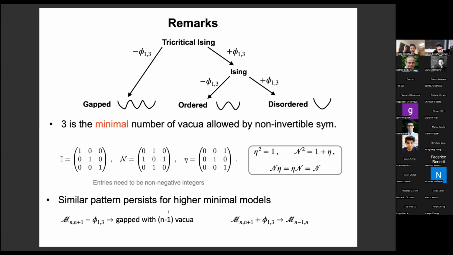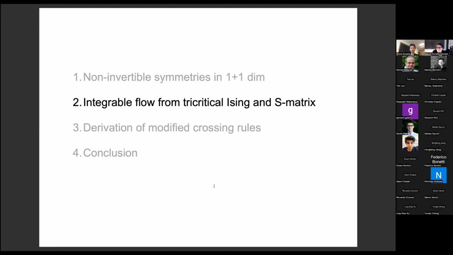And you can also go higher up in the minimal model indices, and this pattern actually persists. What I mean by that is that if you start from the nth minimal model and perturb it by phi 1,3 with a positive sign, you get the next minimal model, n minus 1 comma n. Whereas if you perturb it by the negative sign, you flow to the gapped phase with n minus 1 vacua. Okay, any questions so far? So now let's continue. Let me discuss a bit more in detail the flow from the critical Ising model and its S matrix.